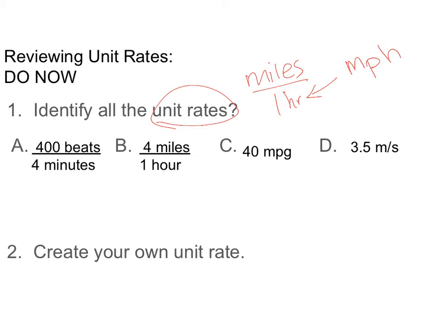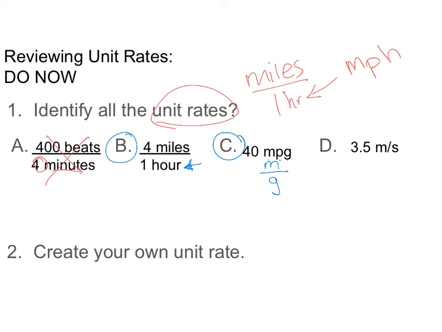So I did kind of trick you on this a little bit. Is this out of 1, the 4 minutes? No, so it's not A. Is B out of 1 hour? Is there 1 on the bottom? Yes, so B would be correct. How about C? This says 4, and then MPG, if you've ever heard of that before, it means miles per gallon. So is that 1 out of 1 gallon? Yes, so that is a unit rate.